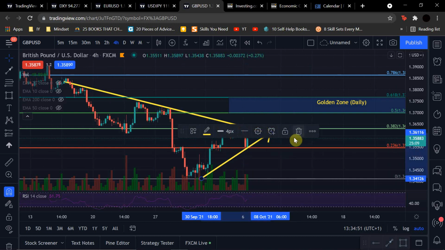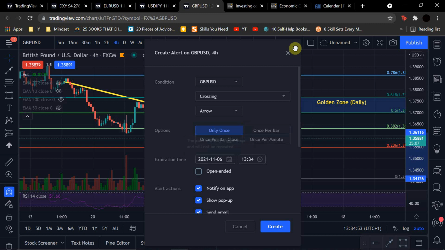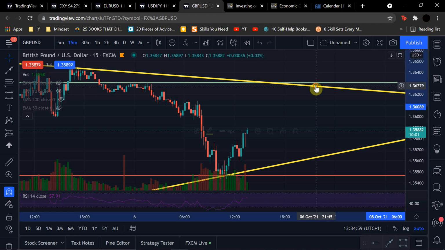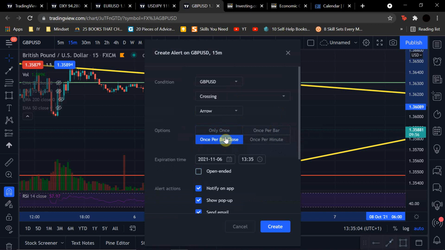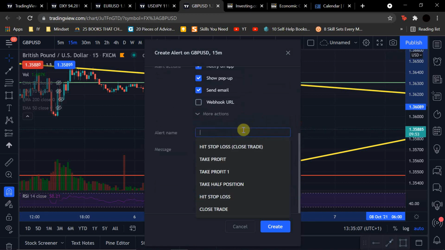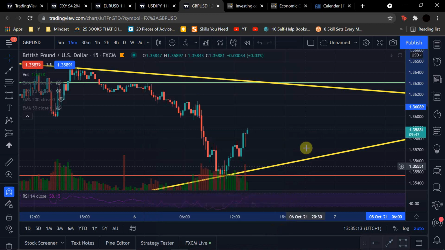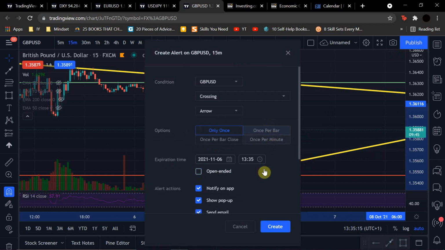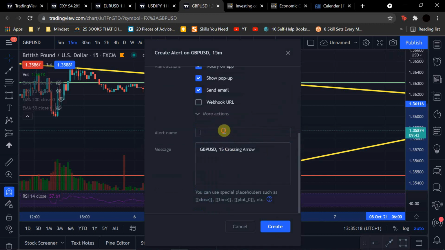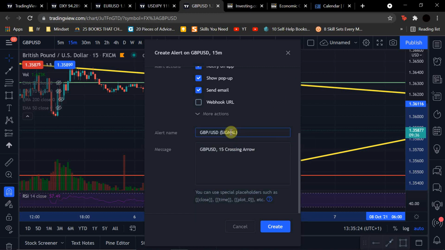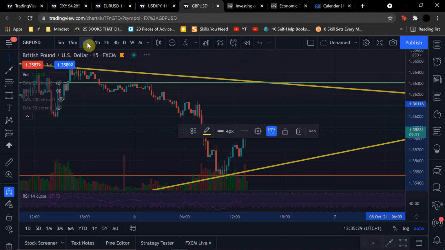So yeah, I'll do the same thing. What do I want to see? I want to see it close on 50 minutes. So what I'll do, once per bar close, GBP USD buy signal, and then GBP USD sell signal. Cool. So we've got those two marked up.